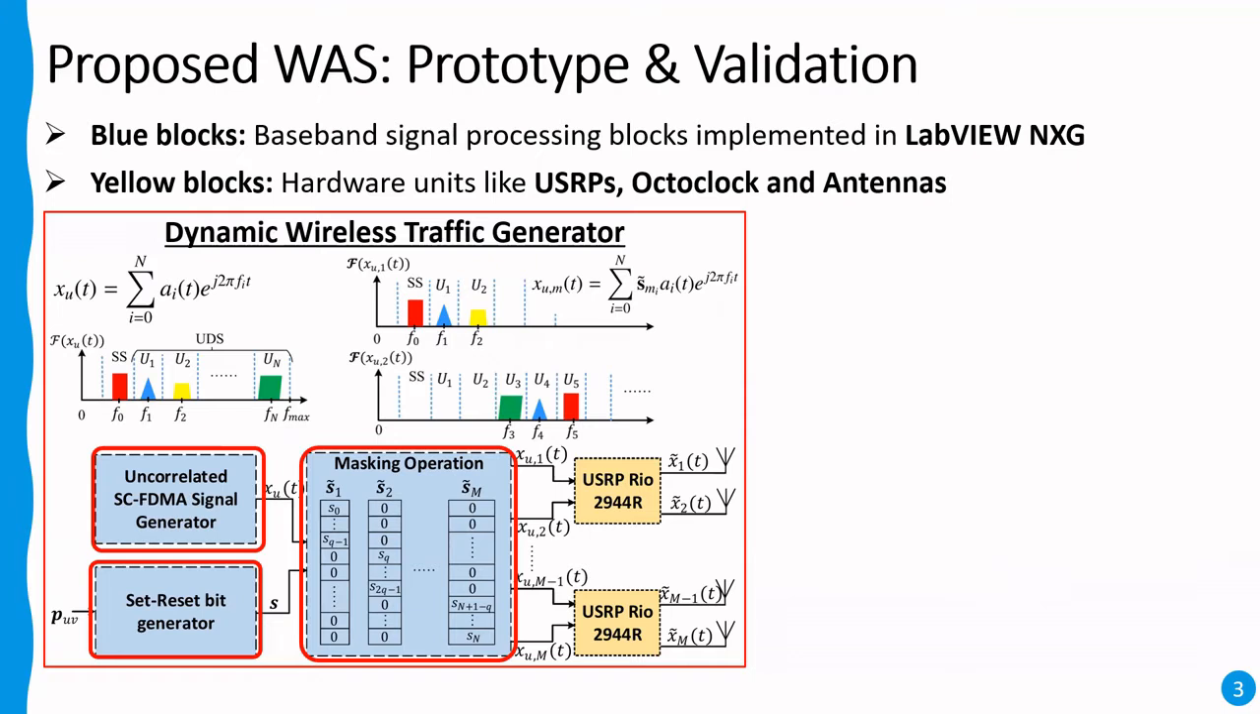So the output signals, that is XU1T to XUMT, are then transmitted to M directions via NI-USRP 2944R and horn antennas.